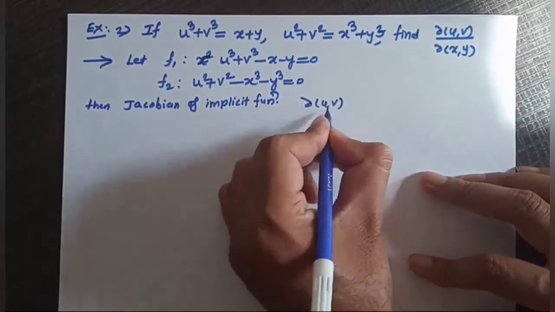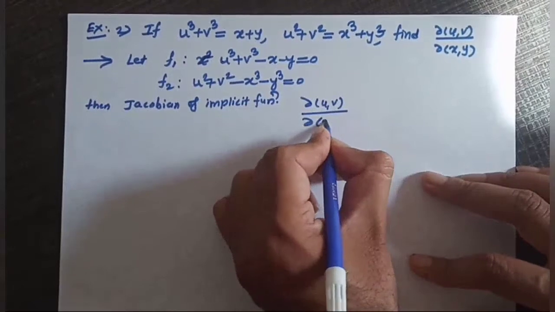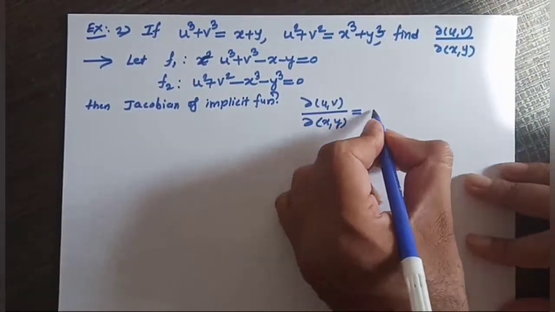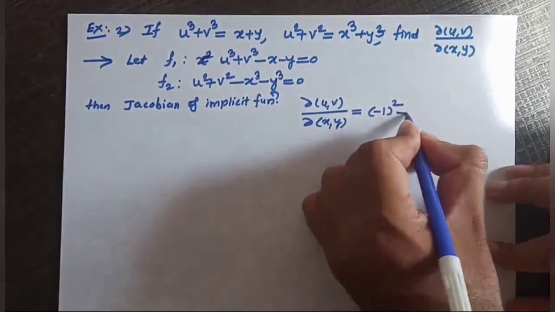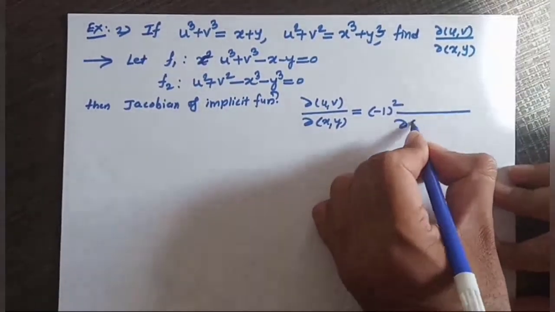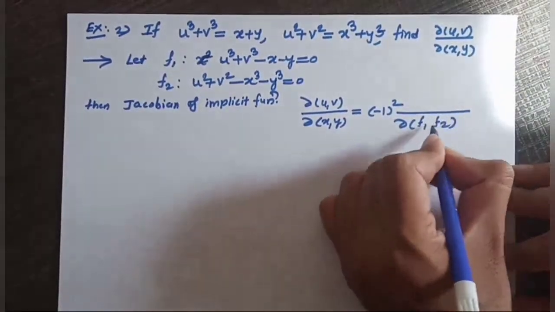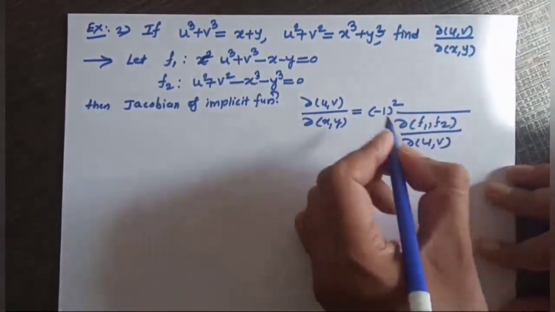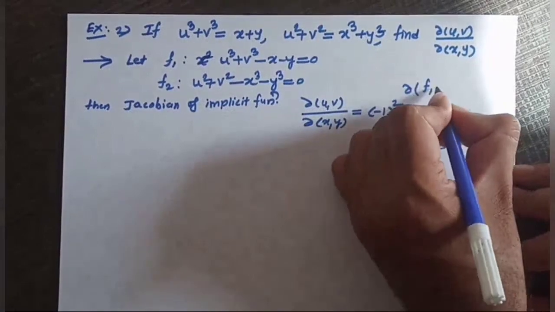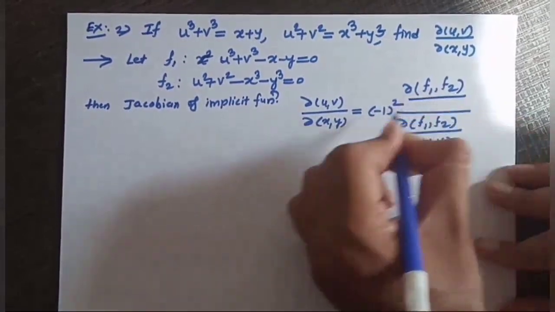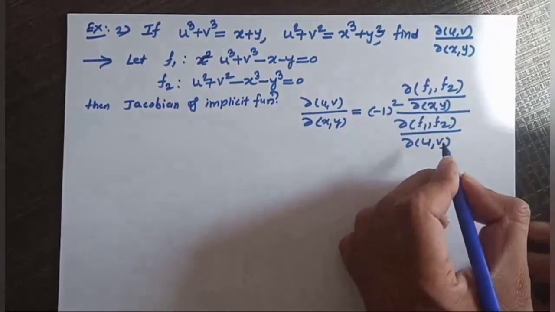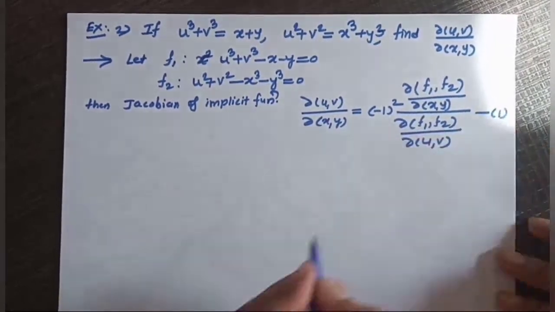the Jacobian of uv with respect to xy is equal to what? Minus 1 square. First write the denominator, the Jacobian of f1, f2 with respect to uv; our numerator is equal to the Jacobian of f1, f2 with respect to xy. So we separately find the numerator and denominator.